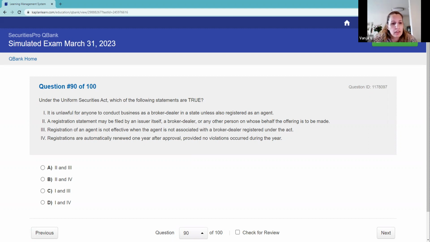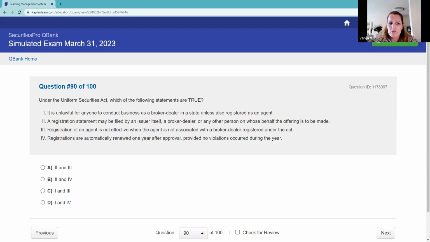That is true. A registration of an agent is not effective when the agent is not associated with the broker dealer registered under the act. Yep, you have to work for somebody. Registration is not effective. Registrations are automatically renewed 1 year after approval, provided no violations occur during the year. That is definitely not true. So 4 and 4 is out. So A and C are options, but a registration statement may be filed by an issuer itself, broker dealer, and a person on whose behalf. Yeah, that's true. And registration of an agent is not effective when the agent is not associated with a broker dealer.